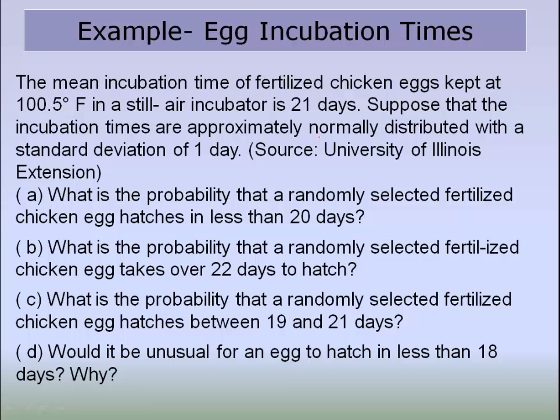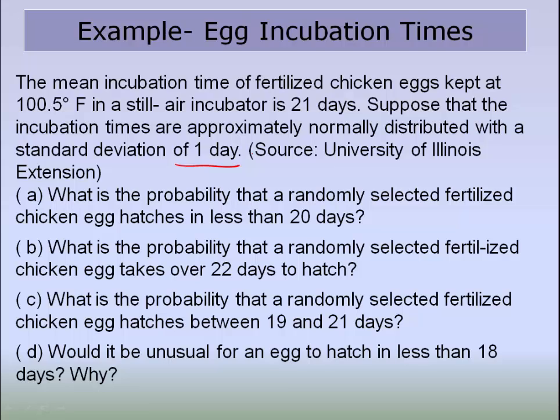This is an egg incubation problem. The mean incubation time of fertilized chicken eggs kept at 100.5 degrees Fahrenheit in a steel air incubator is 21 days. Suppose that the incubation times are approximately normally distributed with a standard deviation of 1 day. What is the probability that a randomly selected fertilized chicken egg hatches in less than 100 days?